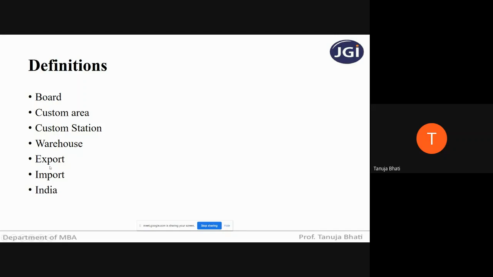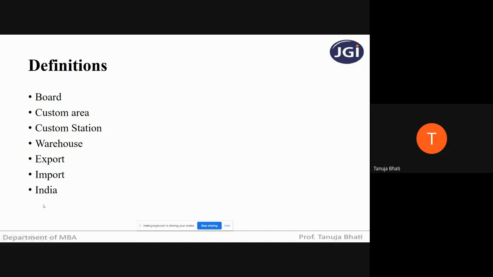Next is what is the meaning of exports. When we talk about exports, it basically means taking out of India to a place outside India. So export means you're taking goods outside India, to a place that is also outside India. Similarly, when I say import, what does import mean? Import means bringing into India from a place outside India. So getting any goods into India is an import. Sending any goods outside India is going to be an export.